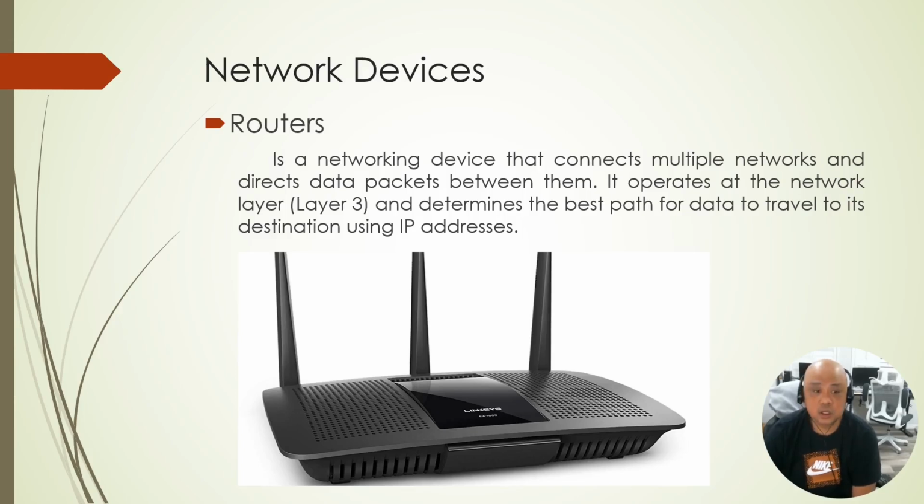Hubs are network devices that connect multiple devices in a network and broadcast data to all connected devices. It operates at the physical layer and lacks intelligence to direct data to specific devices. A switch is a networking device that connects multiple devices in a network and intelligently forwards data to the specific device. It sends packets directly to devices rather than sending them to the whole network like a hub does.